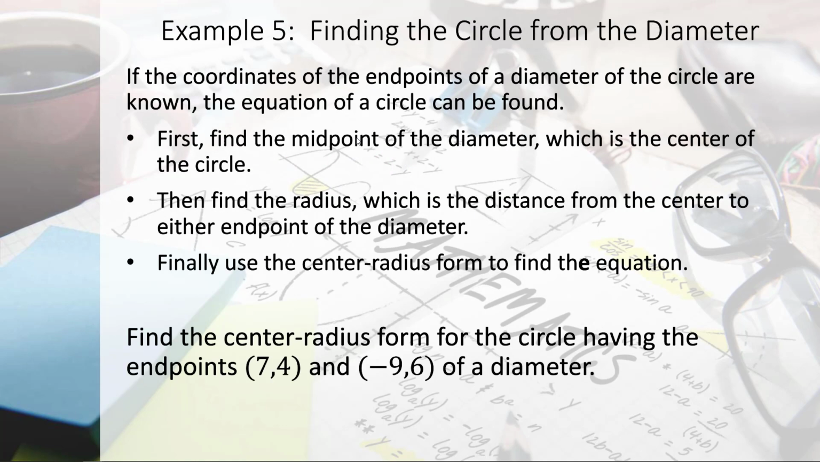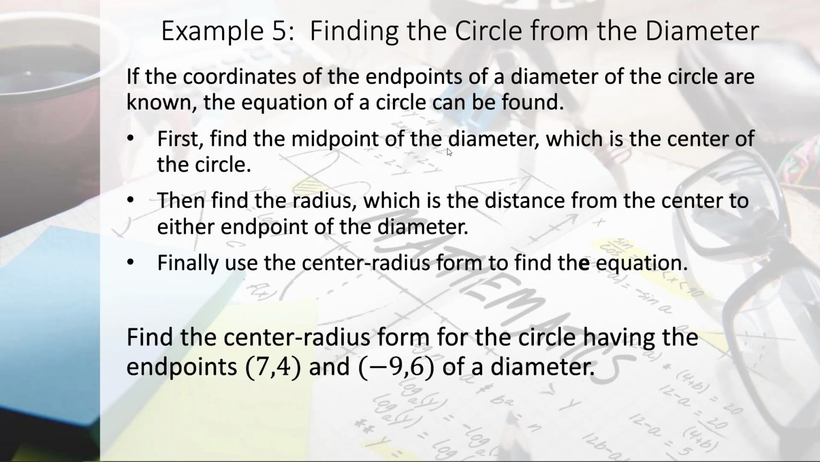Okay, and this right here is the last problem that we are going to look at. Notice here that we are talking about the coordinates of the endpoints of a diameter. Now, if we know what the endpoints of a diameter are, then we can actually figure out the equation for the circle defined by that diameter. How would we do that?